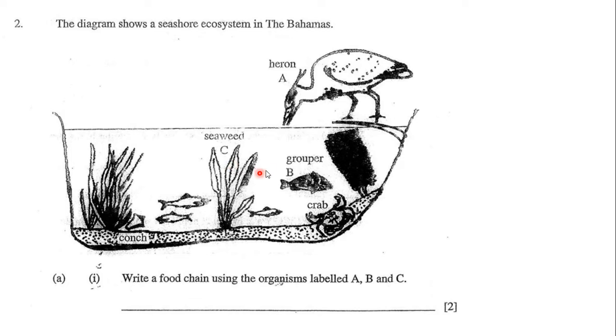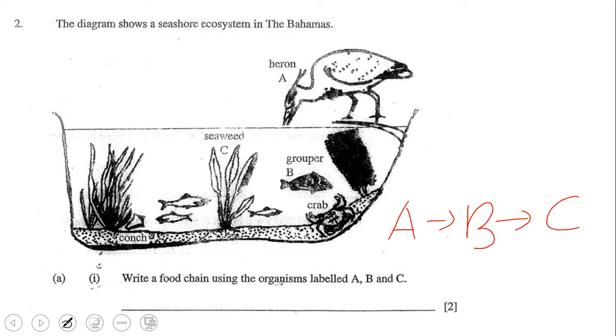So the question is, how are we going to do this food chain? Which organism will be at the beginning of the food chain, and who would eat who? If we put the heron first, then the grouper, and then the seaweed, that would obviously be wrong, because the grouper is not going to eat the heron, and the seaweed cannot eat the grouper.